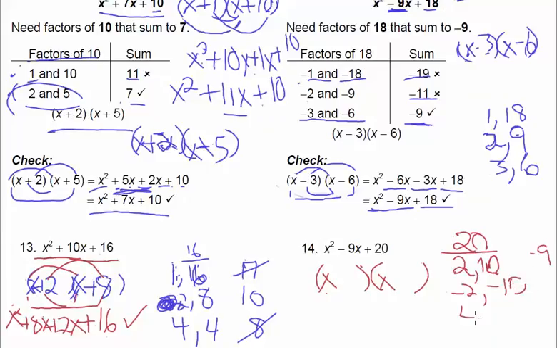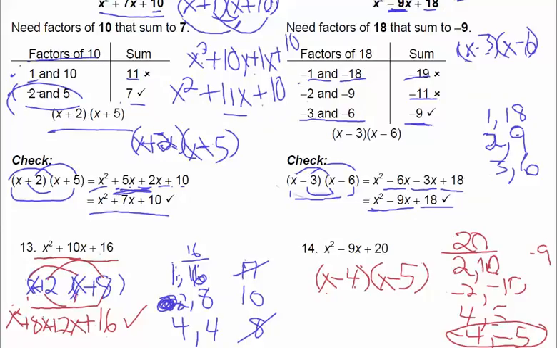Okay, I could do 4 times 5, or I could do negative 4 times negative 5. That's the one I want because that would give me my negative 9. Once you find the one you want, you just go back into your parentheses and you put what you got, negative 4 and negative 5. And then your last step, of course, then is to check it, just like we did before.